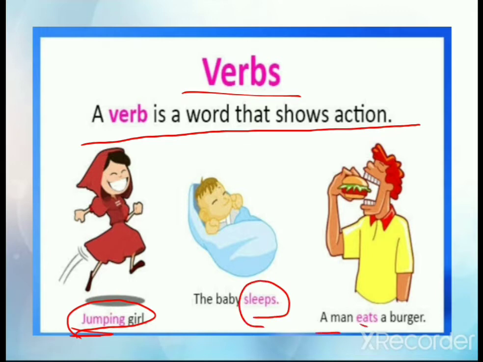A man eats a burger. So, eating is action, isn't it? Drinking, singing, dancing, running, playing, all these are actions. Okay? So, whatever actions we do, the word that is used for the action is known as verbs. So I repeat, we call verbs action words also. Action words are known as verbs.